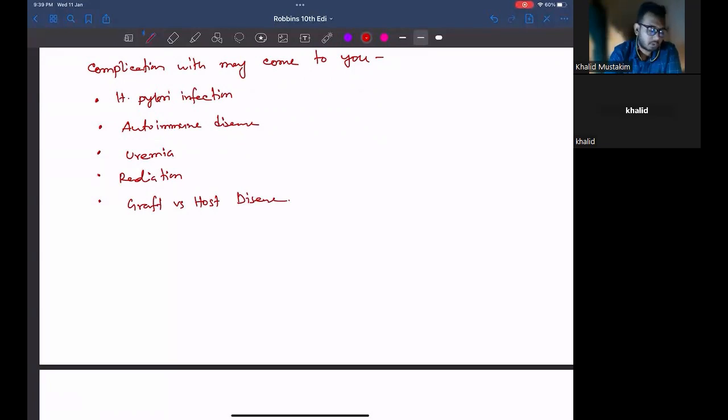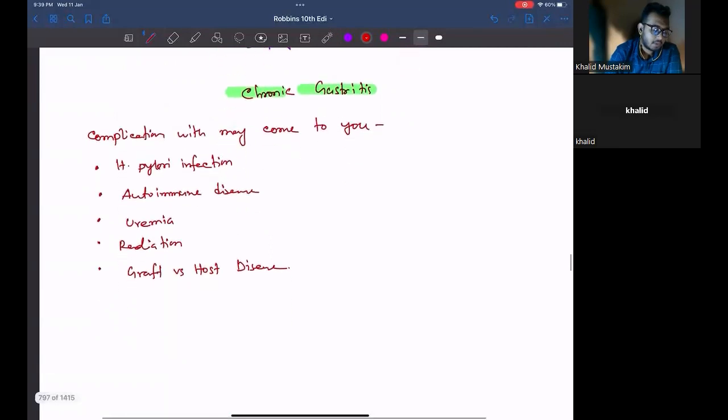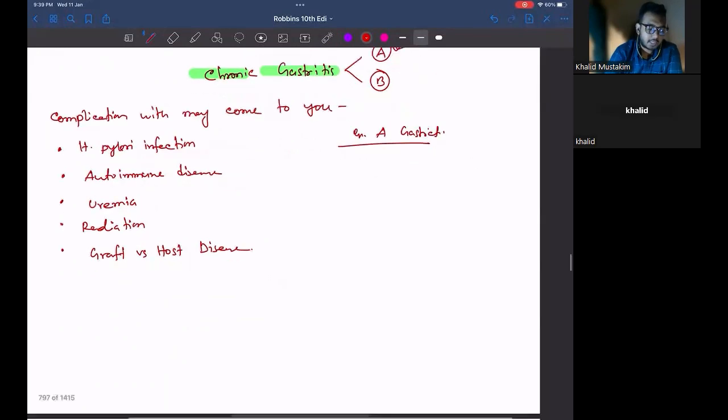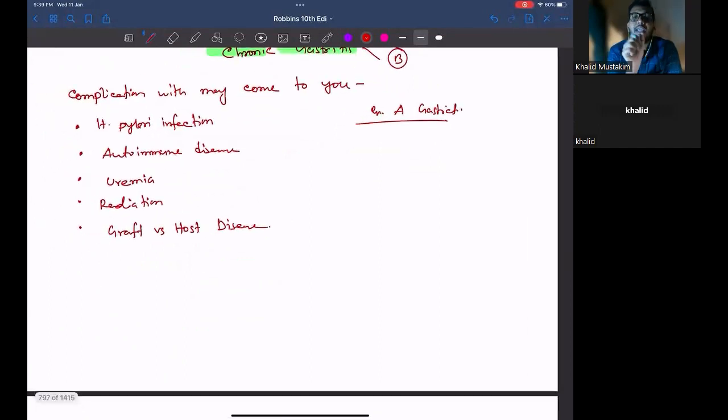So let's talk about chronic gastritis. Basically, we divide chronic gastritis into two types. One is type A and another is type B. So let's start with type A, chronic type A gastritis. Actually, the A stands for autoimmune. So many doctors call it autoimmune gastritis or autoimmune chronic gastritis.